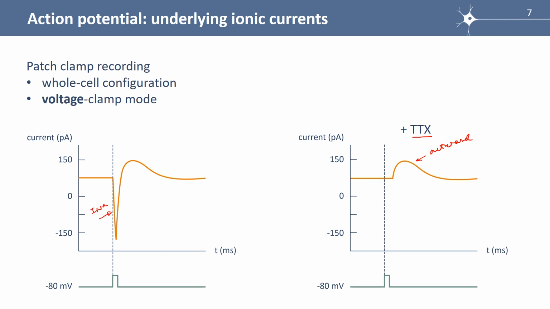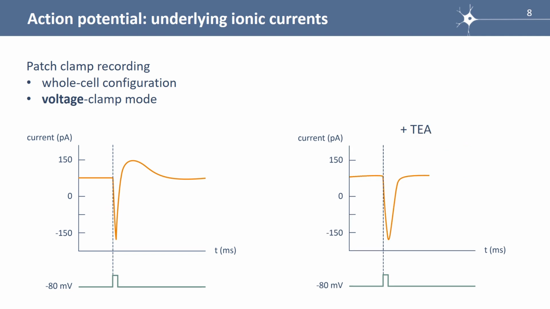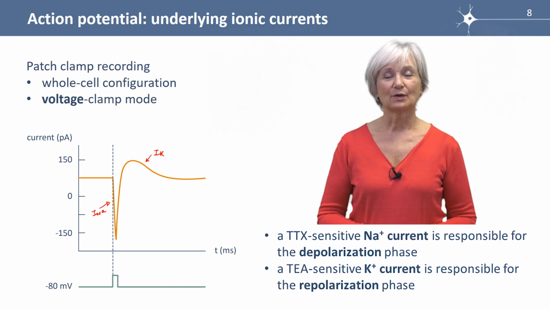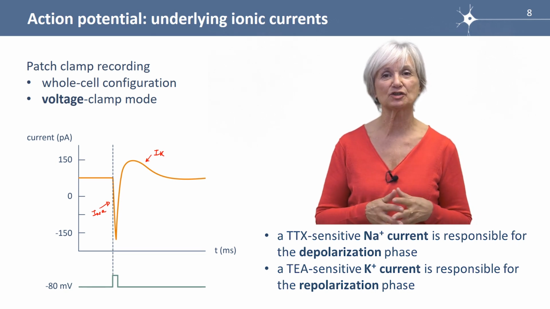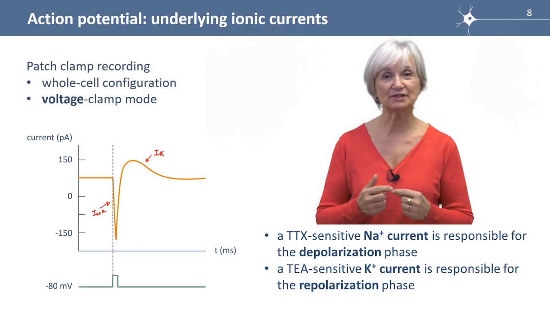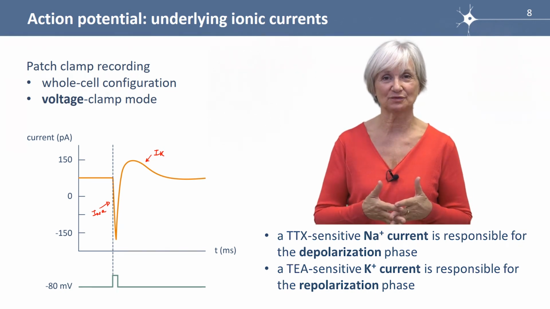This suggests strongly that the inward current is in fact a sodium current. Now, let's test the reverse. We apply only tetraethylammonium, the blocker of potassium channels, and we record only the inward current. The outward current has disappeared. This inward current is larger. This is normal. We will explain why later. So we can suggest here that the inward current is a sodium current and the outward current is a potassium current. We now know that the sodium current is responsible for the depolarization phase of the action potential, and the potassium current is responsible for the repolarization phase.